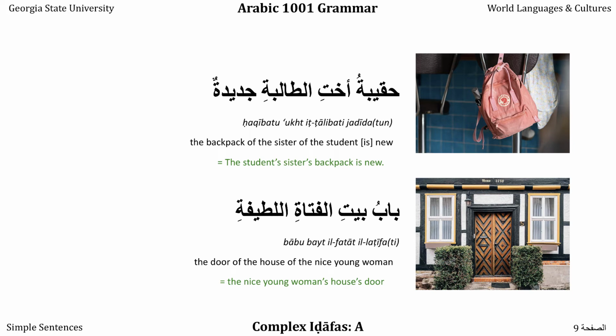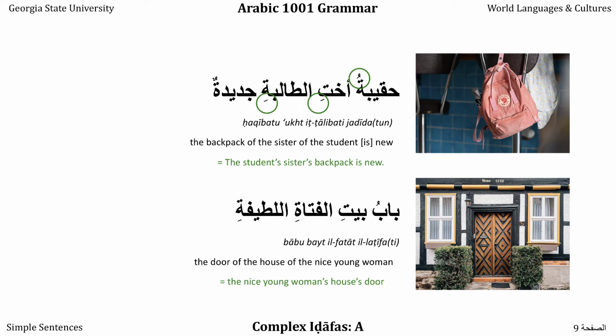So we can take a look at the same examples with their case markings on. So haqibatu, definite because it's a non-final word, and it's by default in the marfu' case, which is why we get a single dhamma. Ukhti gets a single kasra. It is definite because it is a non-final word, even though it cannot be marked as such, and it takes a kasra because as a non-first word, it is in the majroor case.